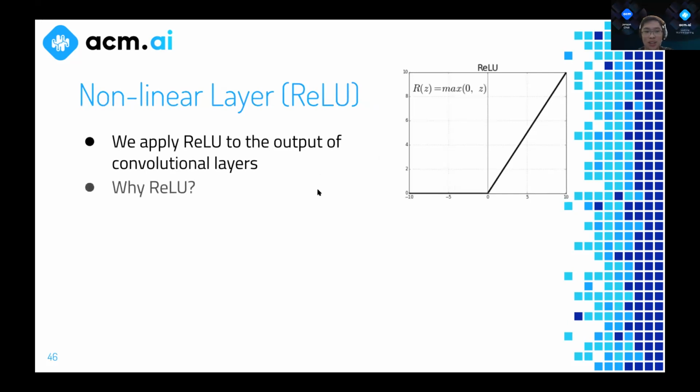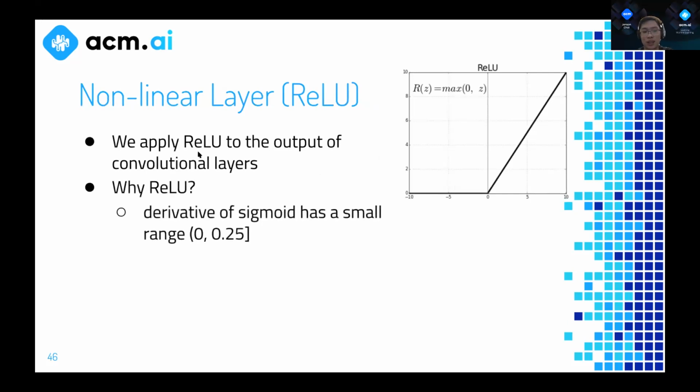All we're doing in this layer is we're just applying Relu to the output of the convolutional layer that we just talked about. So essentially, if the output is positive, then we just leave it. But if the output is negative, then we'll change it to 0. A natural question to ask at this point is, why are we choosing Relu over other activation functions that we talked about, like sigmoid?